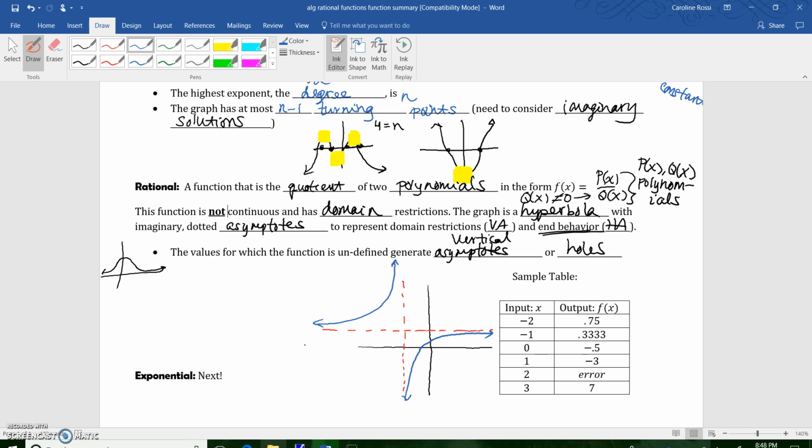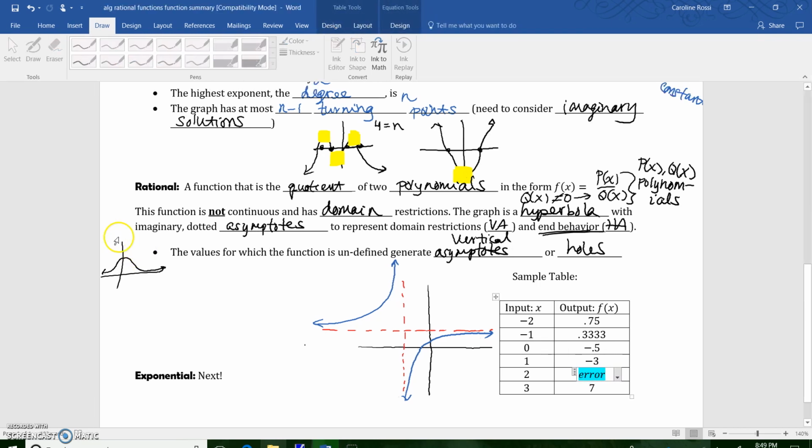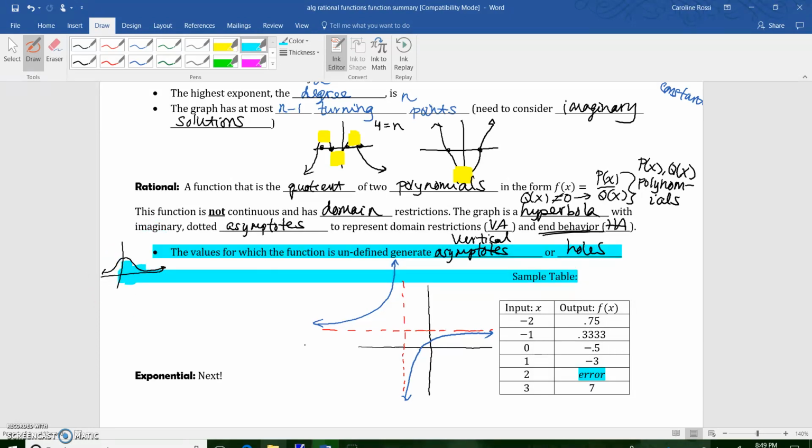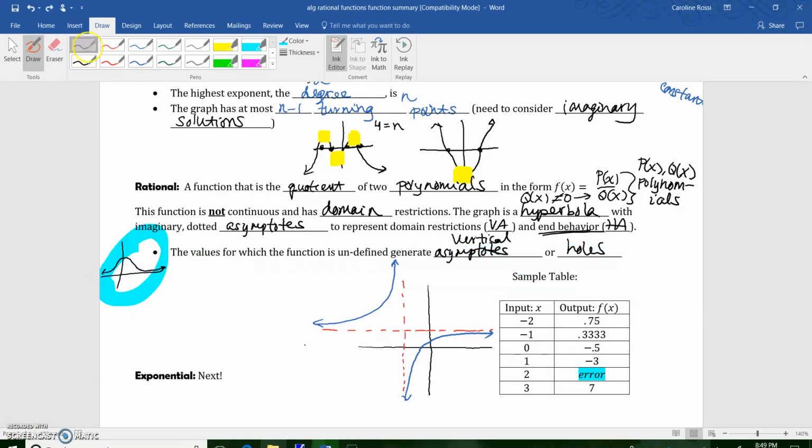Now, if you have a table, the way that you're going to know that a table is a vertical asymptote is usually you will see an error. Not always, because if you have a rational function that looks something like over here, there was no errors. But it's still rational, technically. More often than not, you're going to see error in the table, and that's a dead giveaway that it's a rational function, because only rational functions would have an error and a domain restriction there.